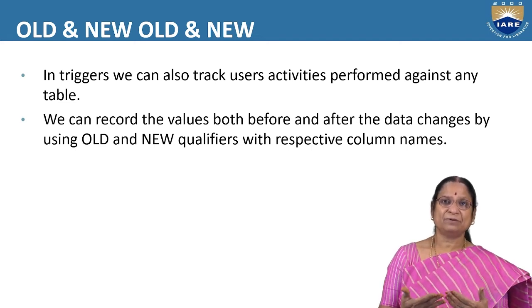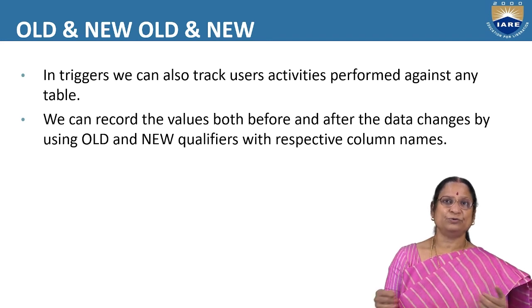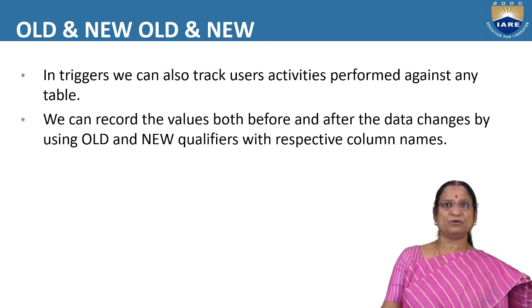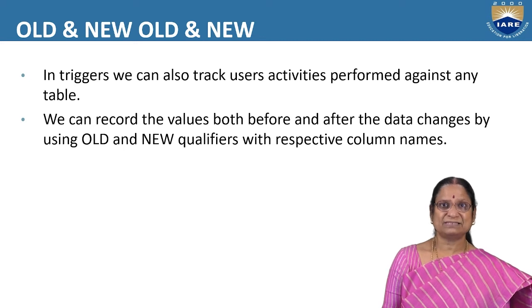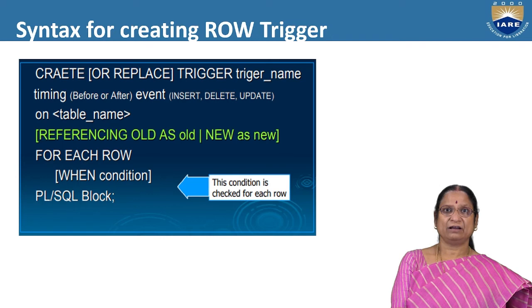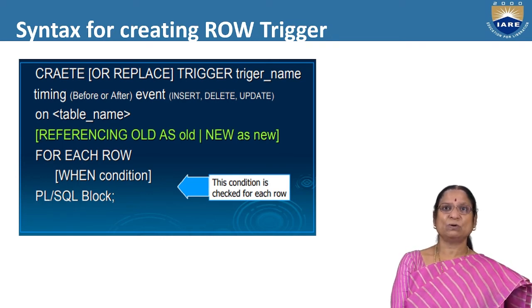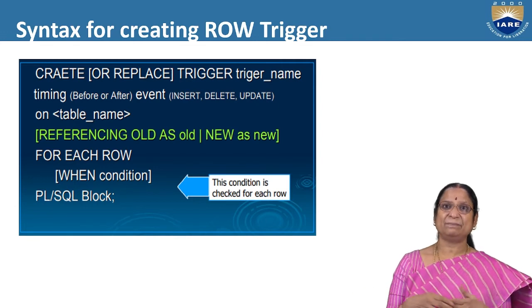For example, I updated department number in the previous example. We will store old and new. That means what is the old department? Before updating, that value will be stored, and the new value will be stored in the respective column name only, but both are qualified by old and new. For example, department number: old colon department number, new colon department number will be there.